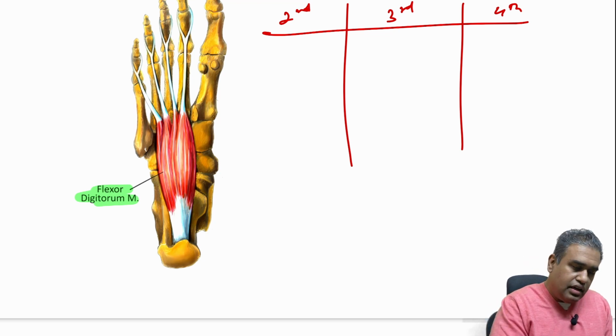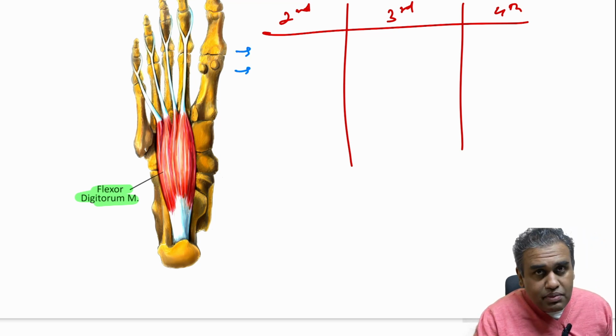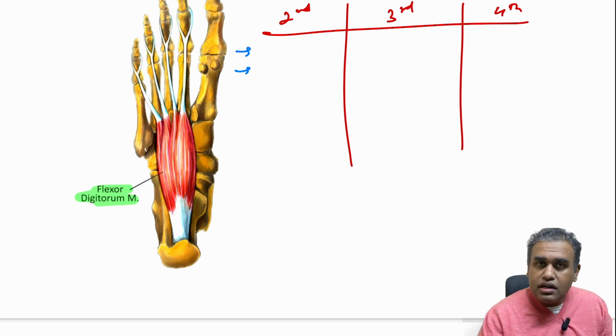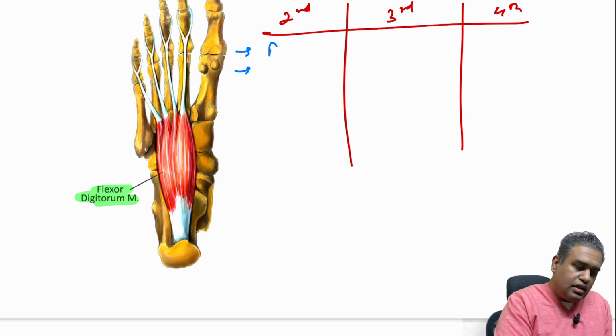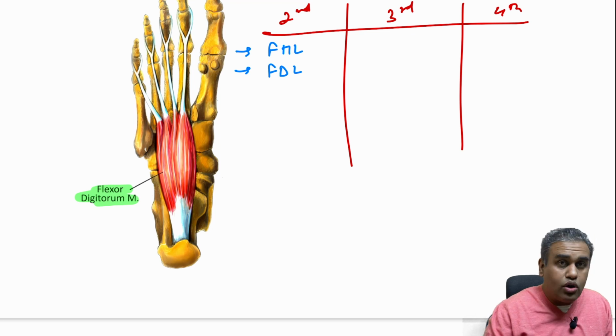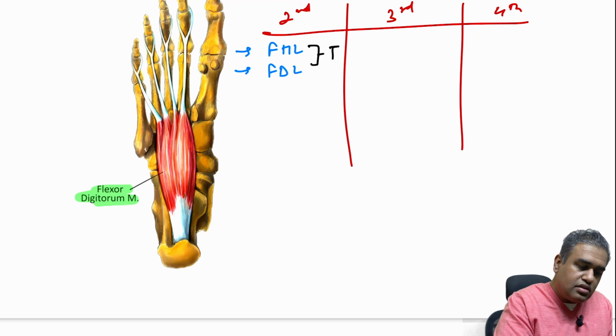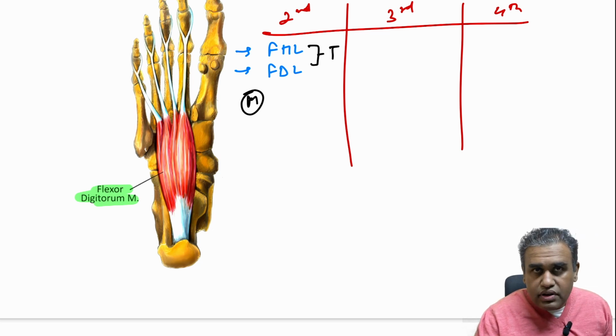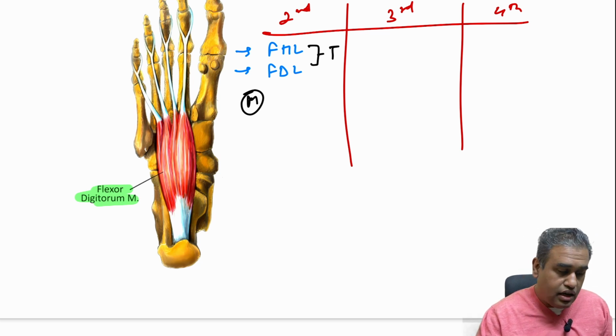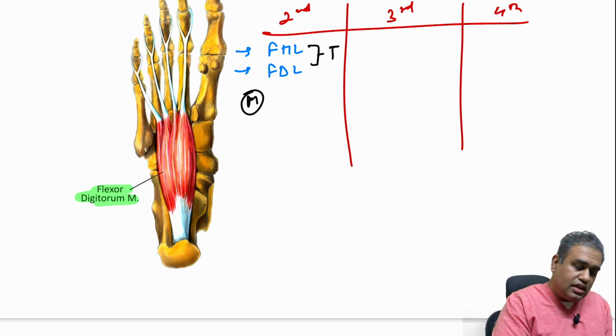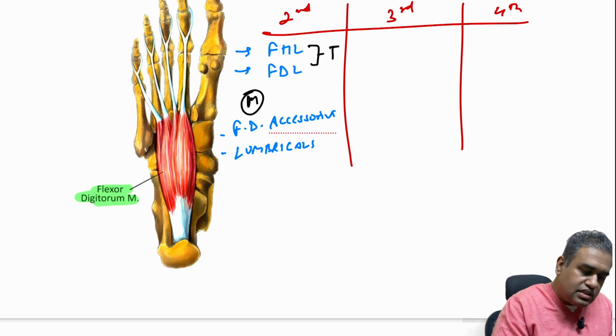So how? In the second layer, what we have is the 2 long tendons, not the muscles, the 2 long tendons. And those tendons will come from the posterior leg compartment. They are the flexor hallucis longus tendon and flexor digitorum longus tendon, supplied by tibial nerve. But these are what? These are the T for tendons. So what will be the M for muscles over here? The muscles in the second layer will be the muscles which are coming from and inserting into the flexor digitorum longus. Those are our flexor digitorum accessorius, also known as quadratus plantae, and we also have the lumbricals over here. So these are the 2 main muscles found in the second layer, right?